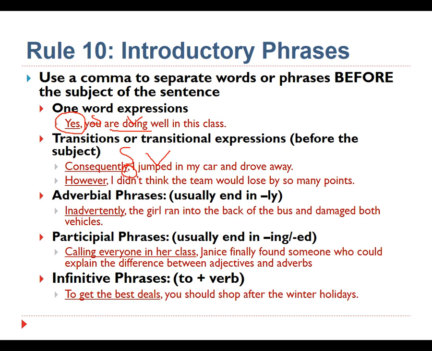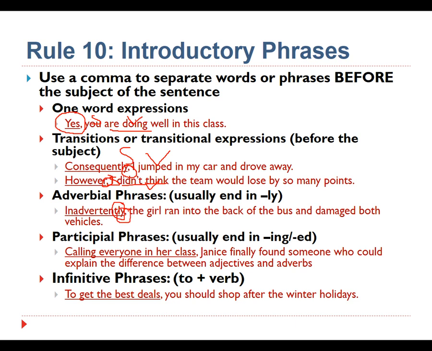However, I didn't think the team would lose by so many points. The subject is I, the verb phrase is did not think. So the transition word, however, needs a comma after it since it introduces the independent clause. Adverbial phrases include words that end in ly. So in the sentence, inadvertently the girl ran into the back of the bus and damaged both vehicles. Inadvertently is the adverbial phrase. It needs a comma after it.